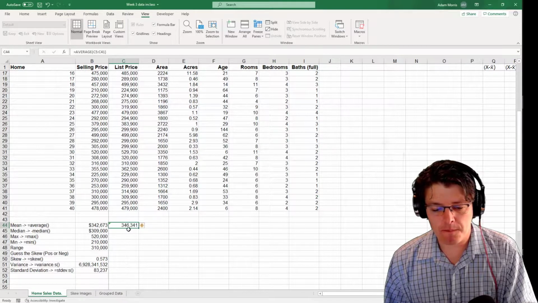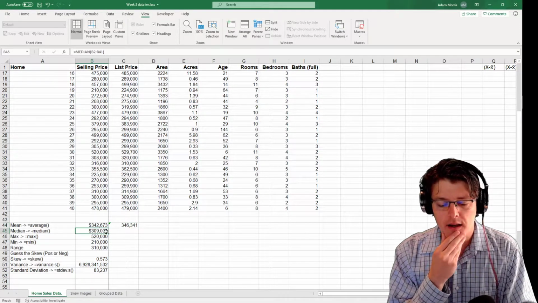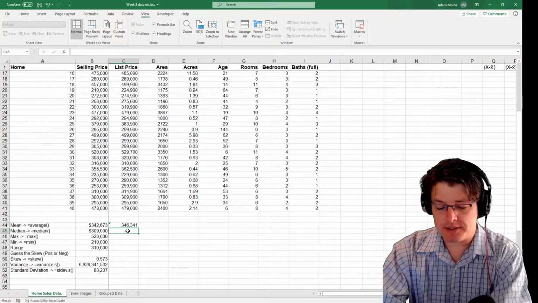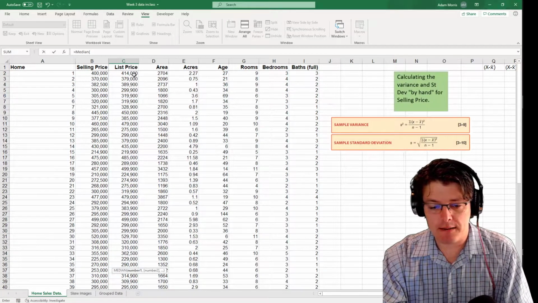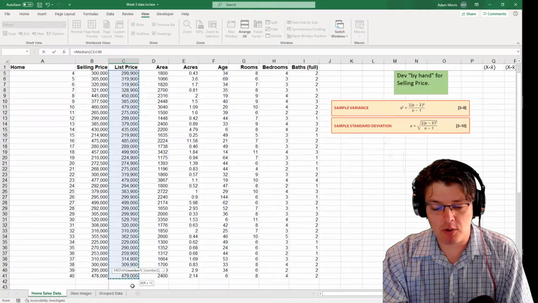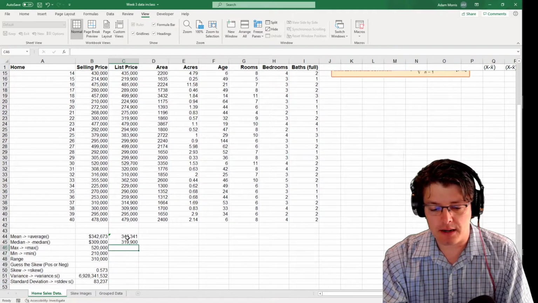I could continue to do this. I can do median, grab this data. But as we get more familiar with Excel, we're going to learn some tips along the way to make our lives easier.